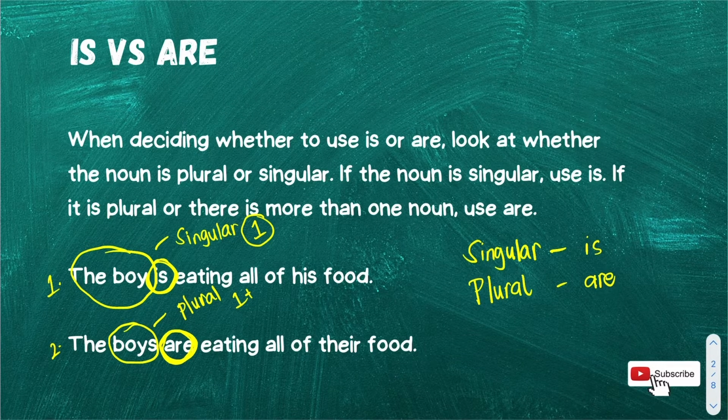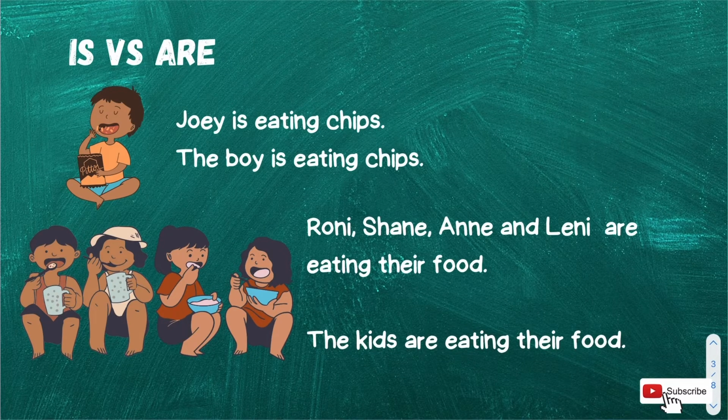Next. So we have here some more examples. This one, Joey is eating chips. So dahil si Joey ay isa lang, is ang ginamit natin. Or pwede din naman kung the boy, singular, is ang gagamitin. So ang pinakaiba lang nila, dito very specific ang name, Joey, proper noun. Dito naman sa kabila, sa sumunod, boy. So common noun naman siya. So either way, basta as long as singular, ang gagamitin natin ay is.